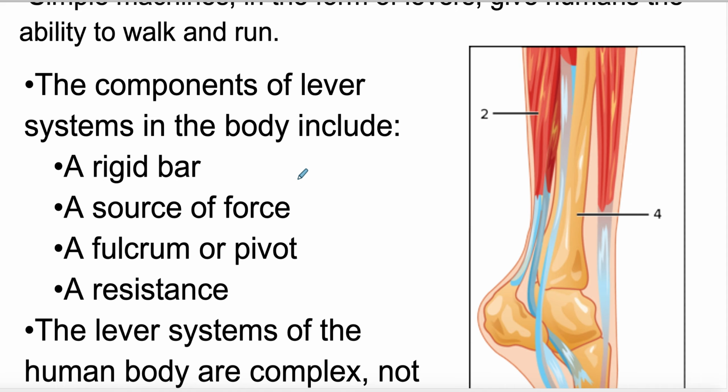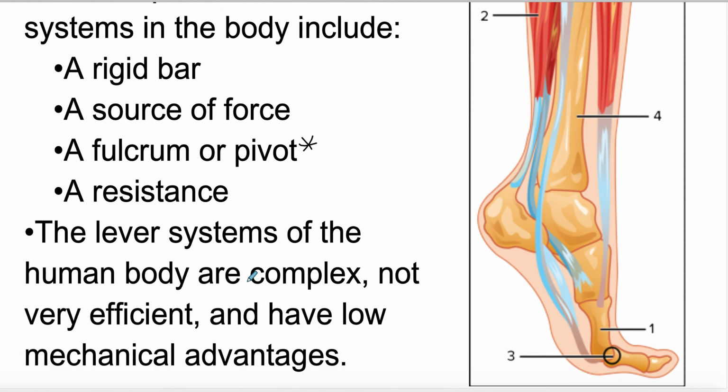Components of our body include several of these things: a bar, a source of force, a fulcrum or pivot point, and a resistance. So this is a lot in our body. If you think about every muscle in our body, we have pairs of muscles. You're going to have a muscle that squeezes to extend and squeezes to contract. So they come in force pairs in our muscles as well.